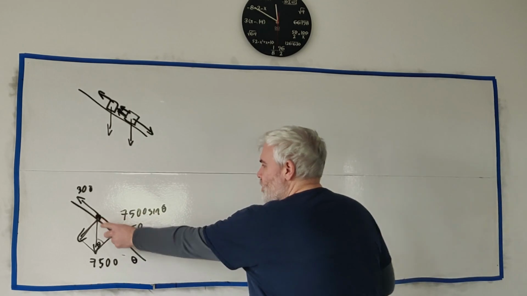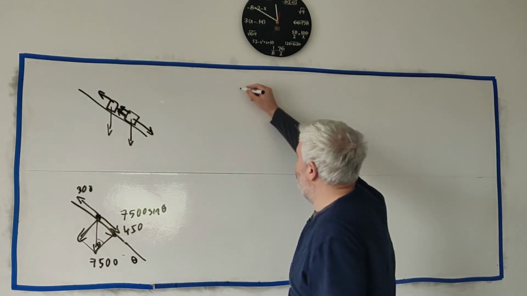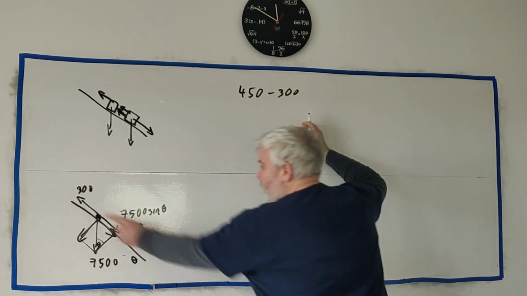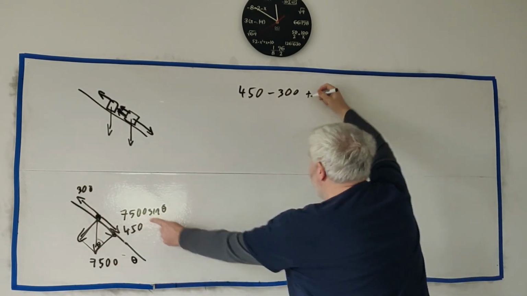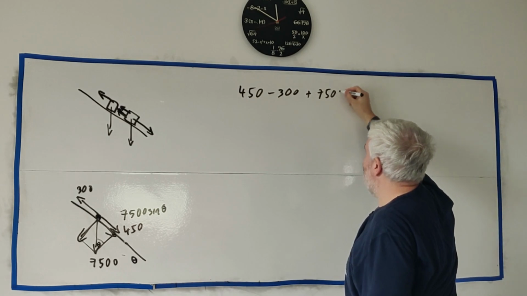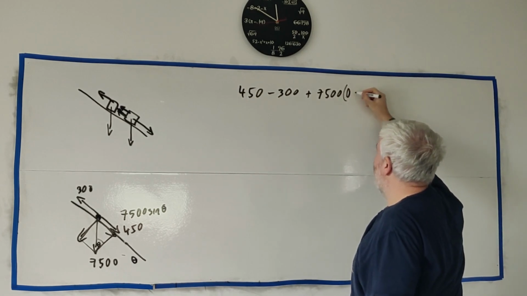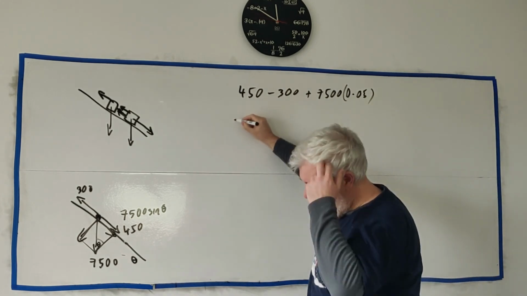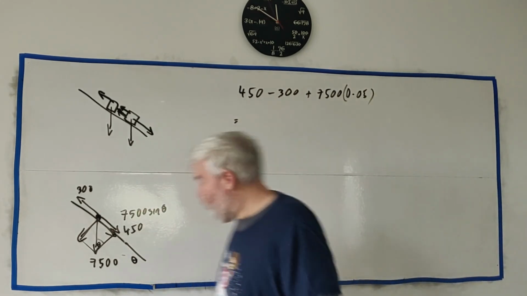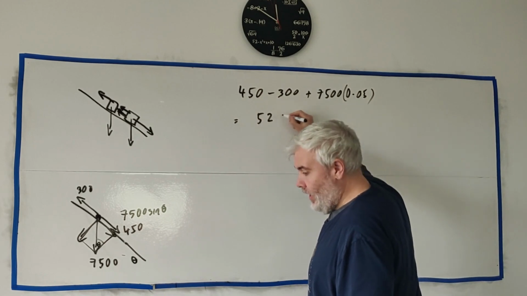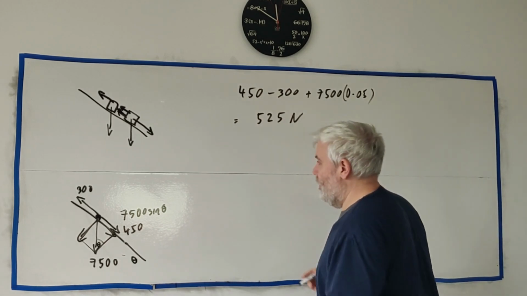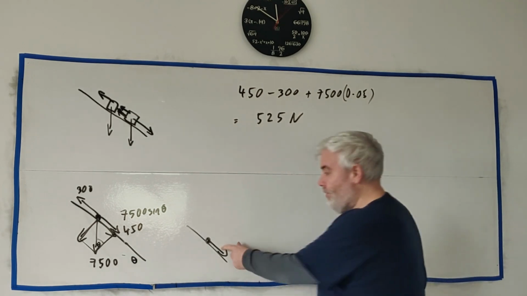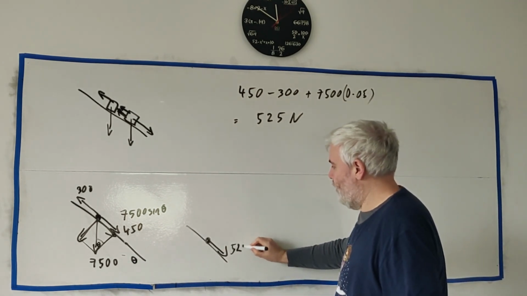So overall, the forces on this system going down the hill, we'll say, is 450 minus 300, pushing it back up the hill, plus this 7,500 times 0.05. That's the total force on the system. You can put that into a calculator and we get 525 newtons. So that's, to draw this one last time, overall that's what's happening in this system, 525 newtons.